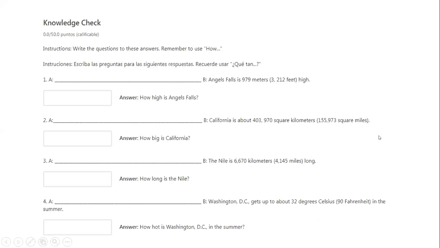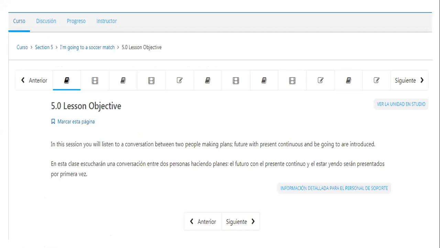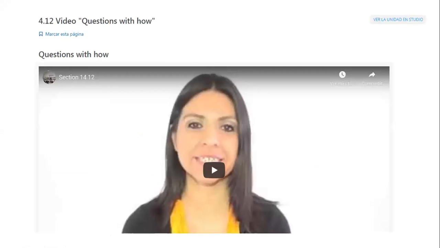And the other thing that I want you to pay attention to is that, in order to talk about temperature, we can say the place and then gets up. Gets up es como llega hasta, gets up to about. Llega hasta casi, ¿verdad? Okay, and that's it.